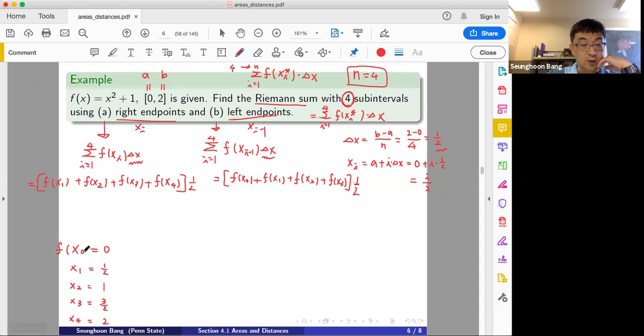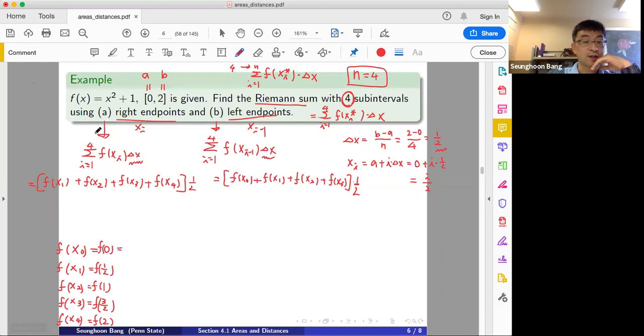f of x0 is exactly f of 0. f of x1 is f of 1 over 2. f of x2 is f of 1. f of x3 is f of 3 over 2. f of x4 is f of 2. We have it. You can calculate.